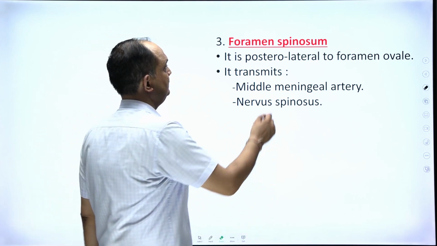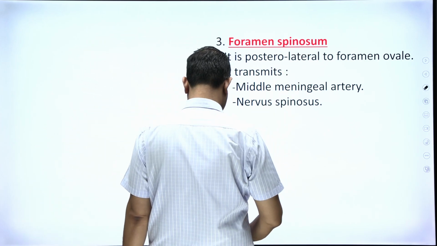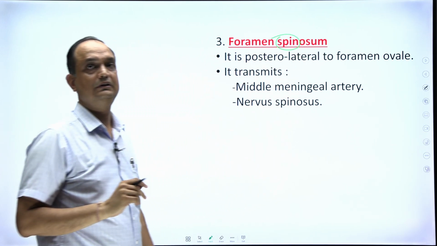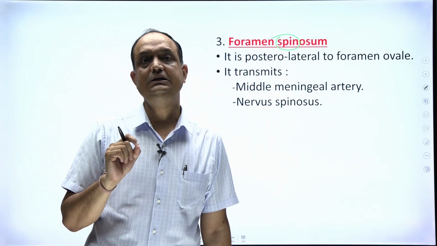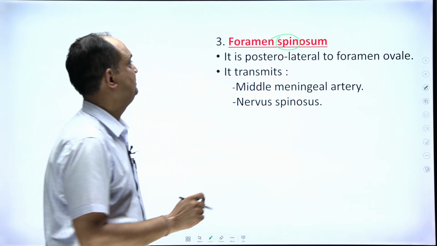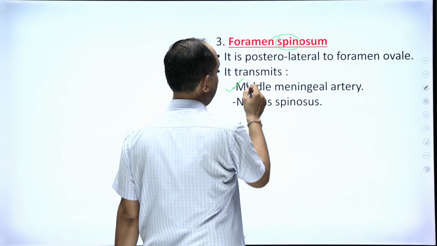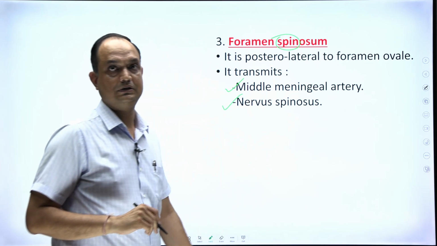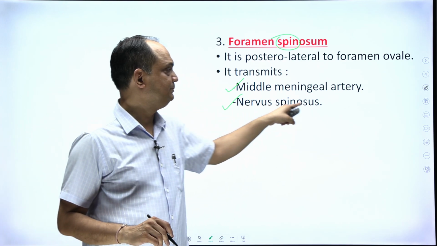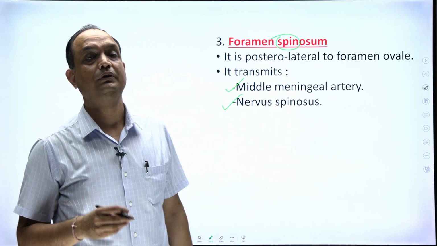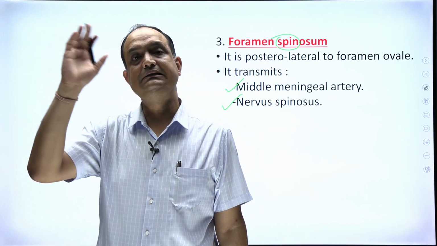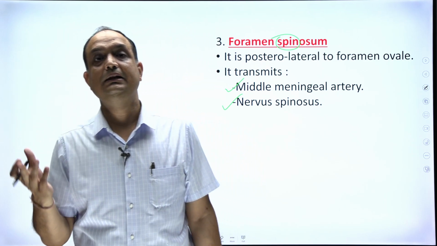Now, foramen spinosum. As the word suggests, it is a foramen present near the spine. Now what is this spine? This is known as the spine of the sphenoid. Just near the spine of the sphenoid you have the foramen spinosum, and this foramen spinosum allows the middle meningeal artery and nervus spinosus. Now the middle meningeal artery is a branch of the maxillary artery, and nervus spinosus is a branch of the trunk of the mandibular nerve. It is a sensory branch which enters inside the cranial cavity and supplies the meninges.